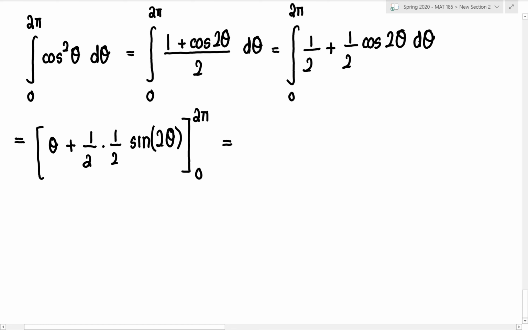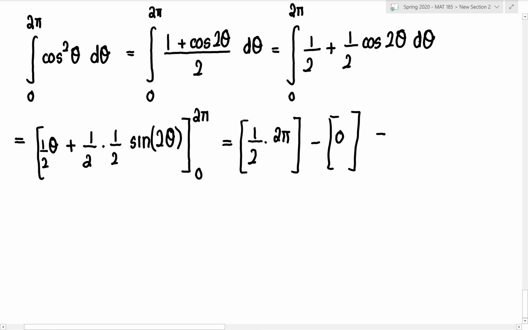Now when I plug in 2 pi, this should be 1/2 theta, right? So I get 1/2 times 2 pi plus sine of 2 times 2 pi, which is going to be 0, minus, when I plug in 0, both of these are going to be 0. So when I do this, I'm just left with pi here. So the integral from 0 to 2 pi of cosine squared theta is pi. All right, so that's one of them.